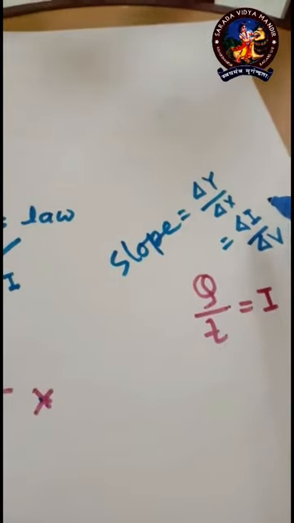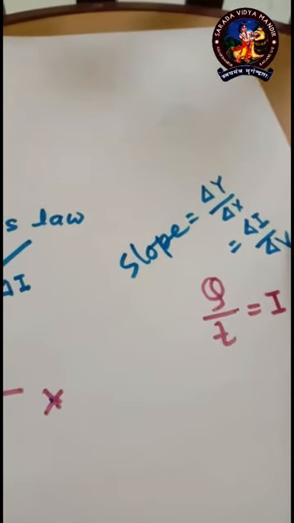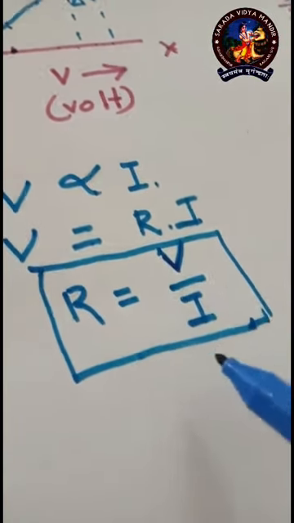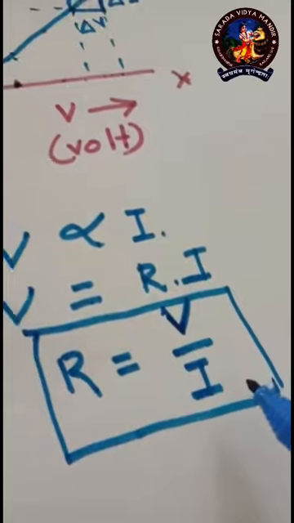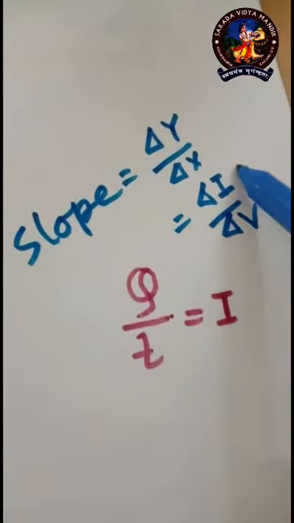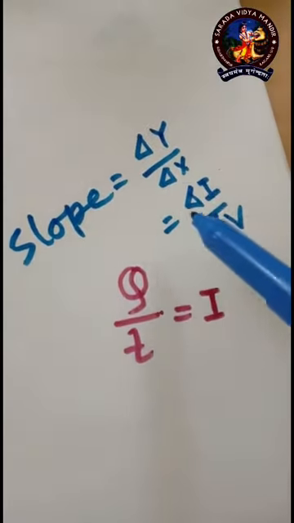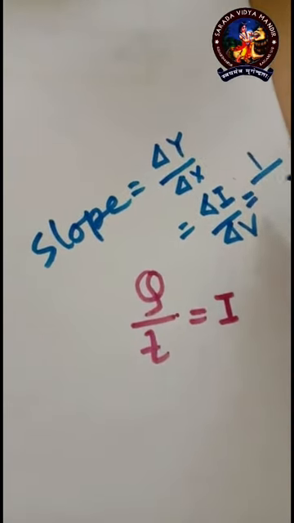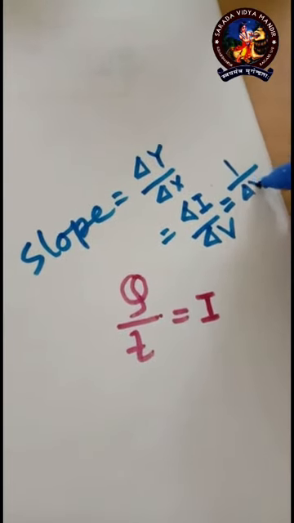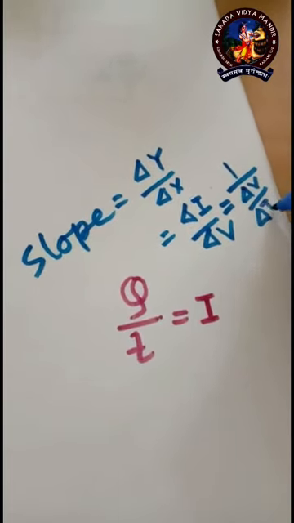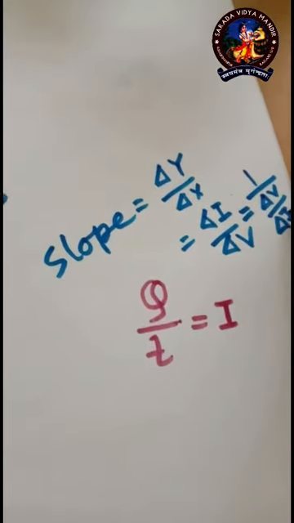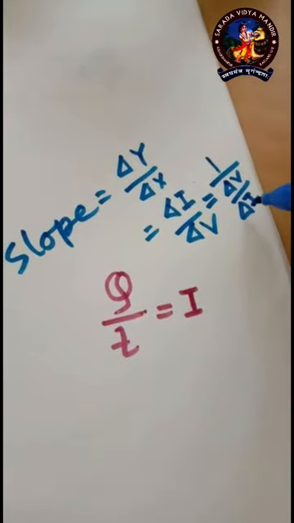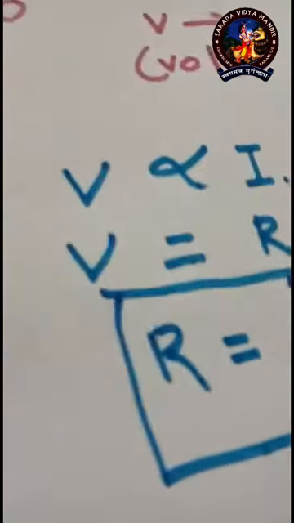Now tell me what it is, current by voltage. So I have got resistance equals voltage by current. Can I say that this slope is just the reciprocal of the resistance? Of course we can, because we can write it like this, 1 divided by del V by del I. What does it mean? Del V by del I means change of voltage with respect to current, and here also you see V by I.